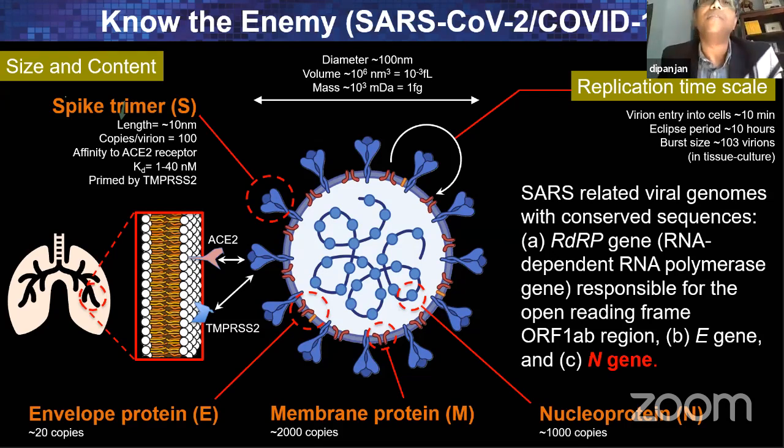So this is the structure of the virus in cross section, which shows that it has multiple proteins. As you can see here, the S protein is on the surface, known as the spike trimer. And that is known to bind to the ACE2 receptors, which are present in human cells. And that will be primed by another protein called TMPRSS2. And by this way, the virus will get inside the cell.